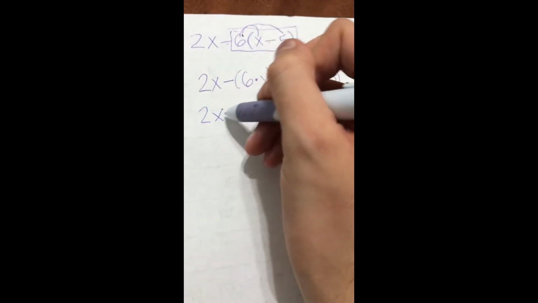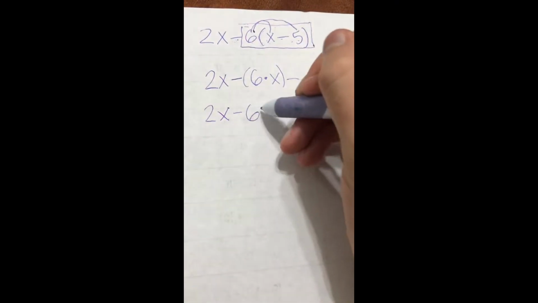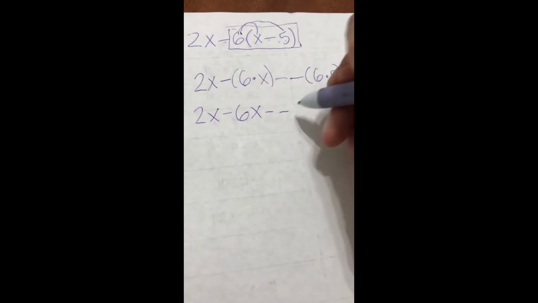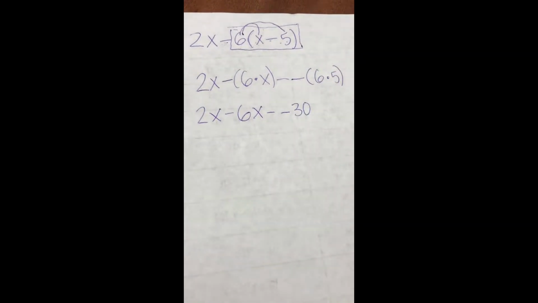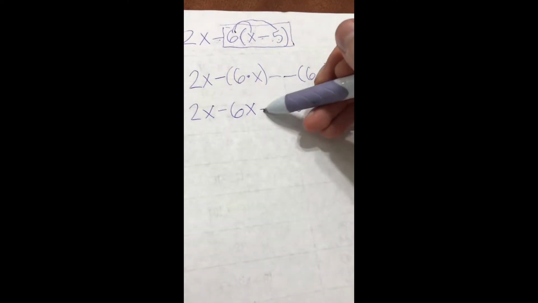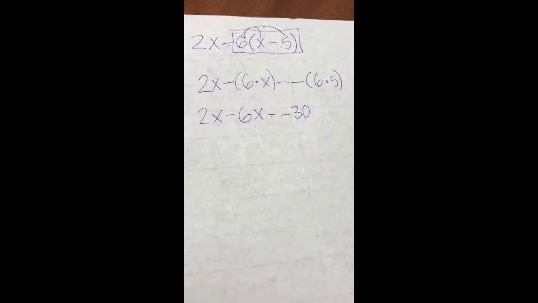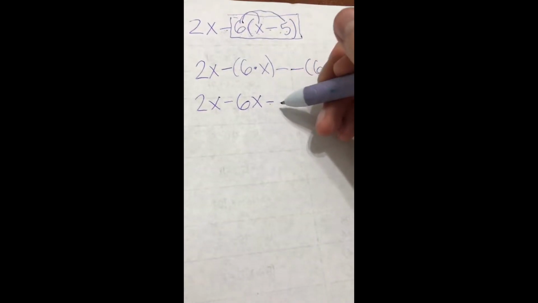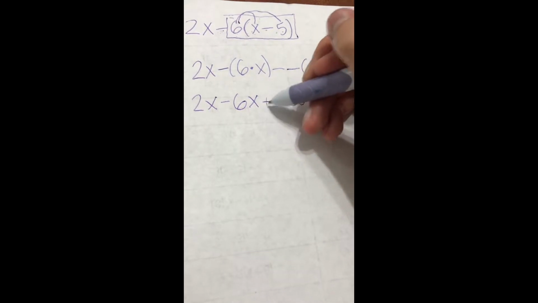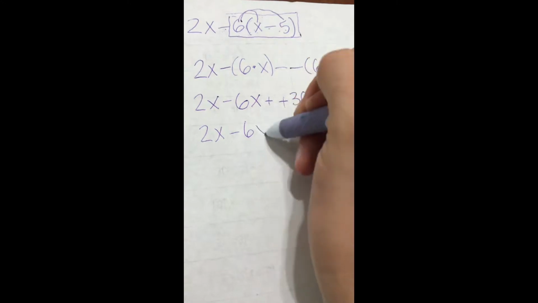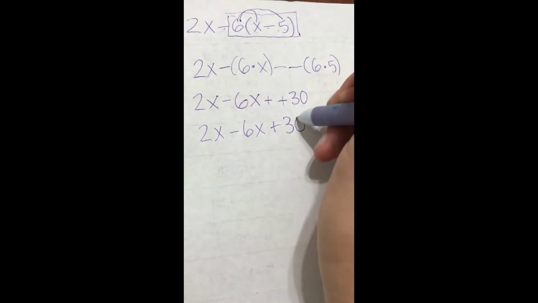So we're going to keep the 2x, we're not doing anything with that yet. 6 times x, that's 6x, minus 6 times 5, 30. So then I'm going to look to see this minus. I can change that to addition to make it a little bit easier to work with. So instead of minus, I can make it plus. So then I have 2x minus 6x plus 30.